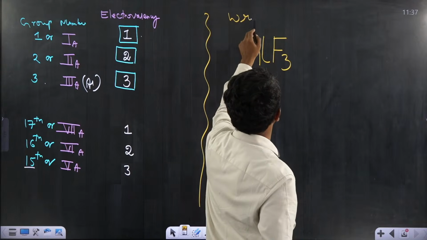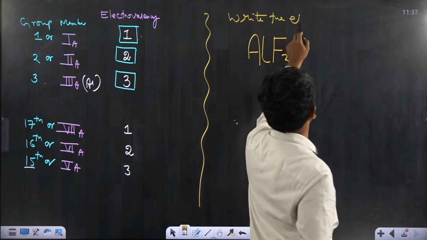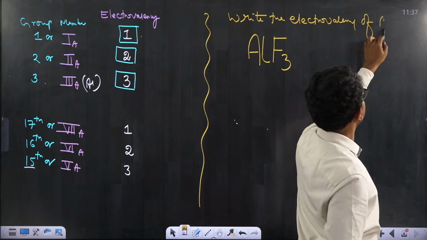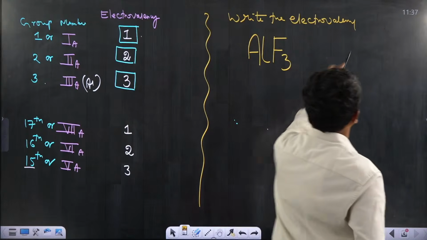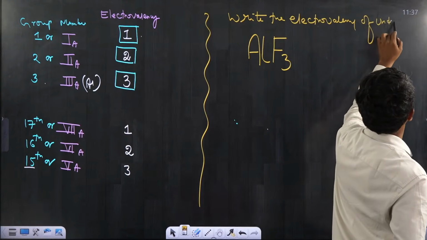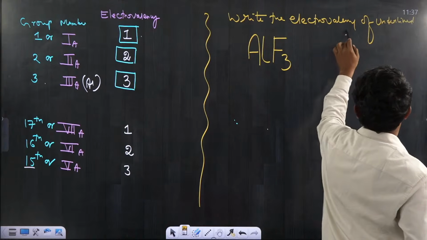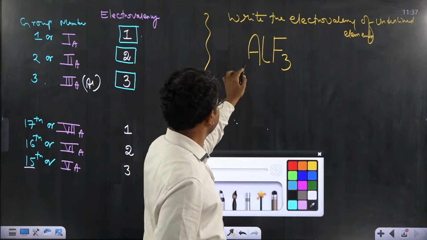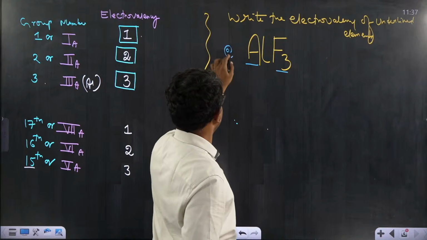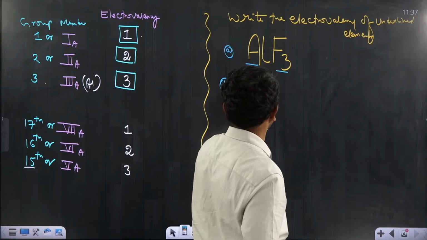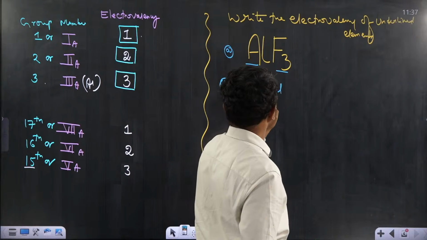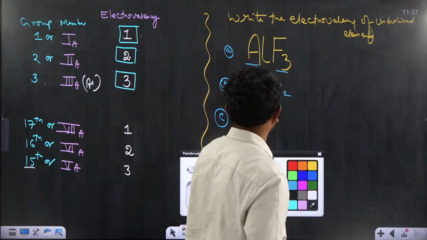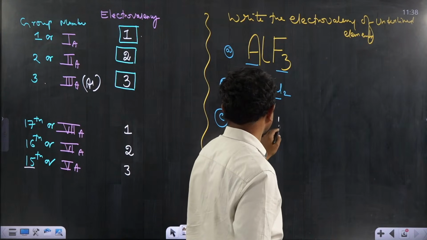So can anyone tell me the electrovalency of aluminum and fluorine in the AlF3 compound? Write the electrovalency of the underlined element. I need the electrovalency of aluminum and fluorine. In the same manner, I need the electrovalency of magnesium and chlorine over here.